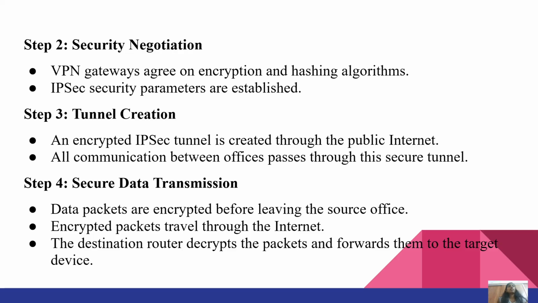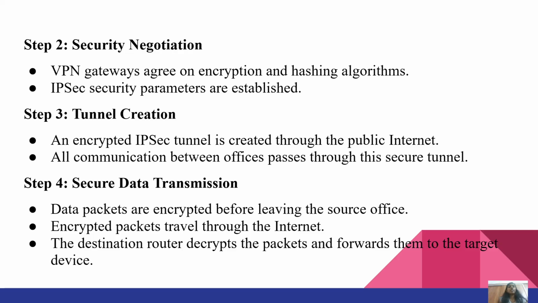Security negotiation is the second step. VPN gateways agree on encryption and hashing algorithms. IPsec security parameters are established. Step 3 is tunnel creation. An encrypted IPsec tunnel is created through the public internet. All communication between offices passes through this secure tunnel.